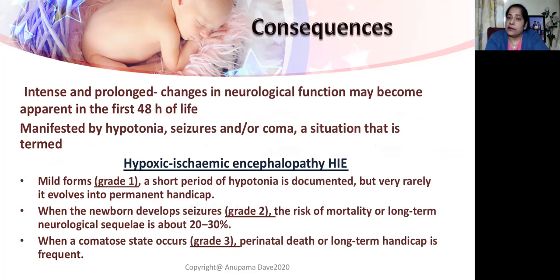Now, besides this, we must understand the consequences. Intense and prolonged changes in neurological function may become apparent in first 48 hours of life. If they are seen in the form of hypotonia, seizures, or coma, this situation is termed as hypoxic ischemic encephalopathy. This is of three grades. Grade 1 is the mild form, in which there is a short period of hypotonia, and this rarely causes permanent handicap and resolves. When the newborn starts developing seizures, then it becomes grade 2.